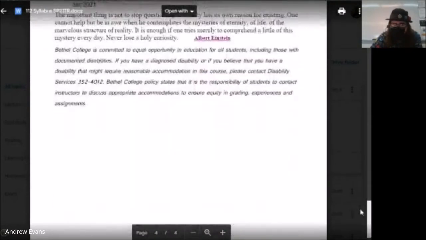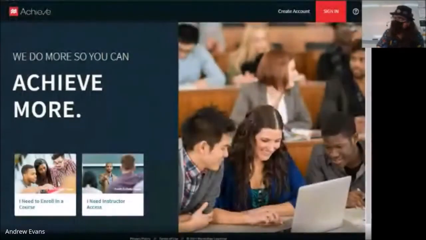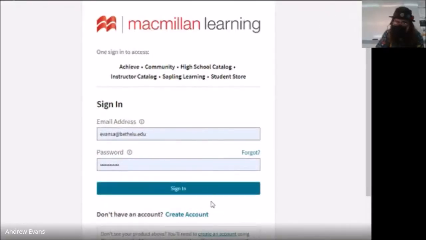Now, all that's just the syllabus, so that you have in front of you. You get a copy of that, or you can print it off on your own. Okay, looking here, going to Achieve. You go into Achieve. This is the landing page you have here. Obviously, you sign in if you have an account. If you don't have an account, you have to make one. Then, as I said, you put in the course ID. You should find Chemistry 112.